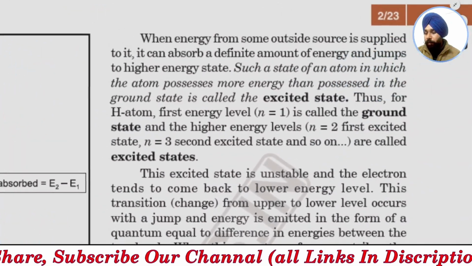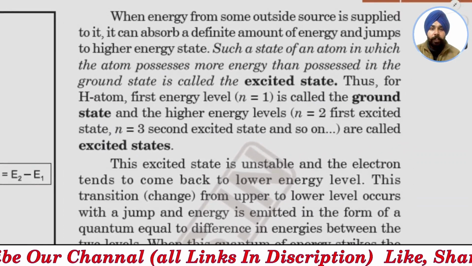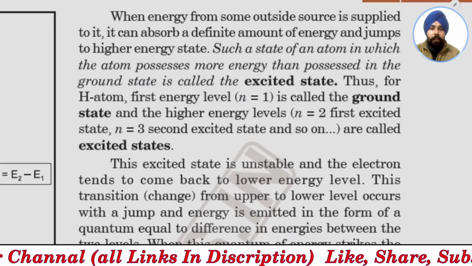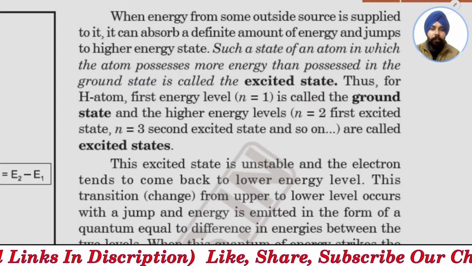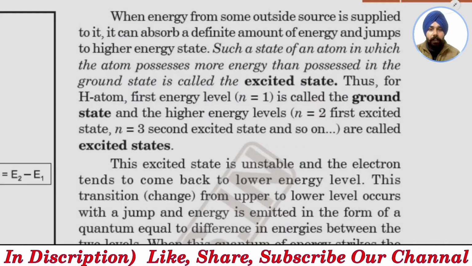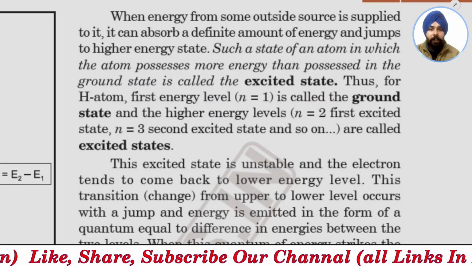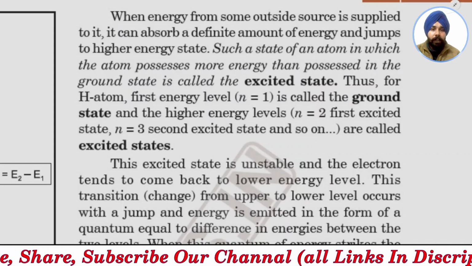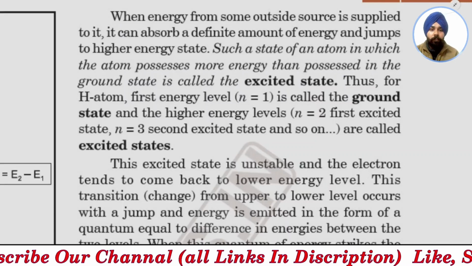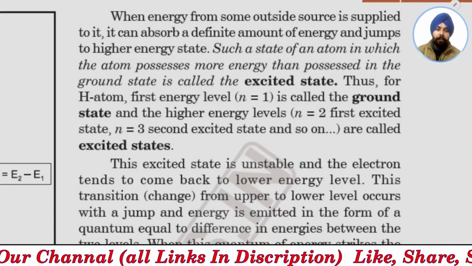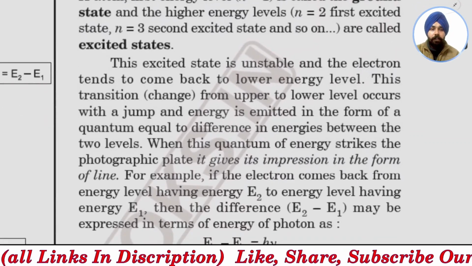When energy from some outside source is supplied to it, it can absorb a definite amount of energy and jump to a higher energy state. A state in which the atom possesses more energy than in the ground state is called an excited state. Thus, for the H atom, the first energy level n equal to 1 is called the ground state, n equal to 2 is the first excited state, n equal to 3 the second excited state, and so on. This excited state is unstable and the electron tends to come back to a lower energy level.